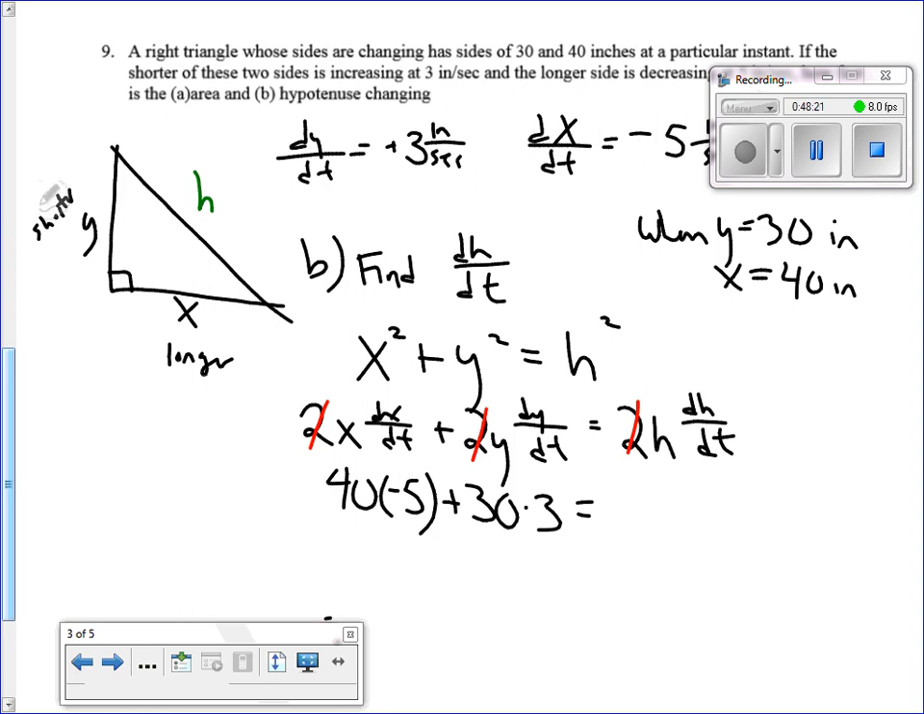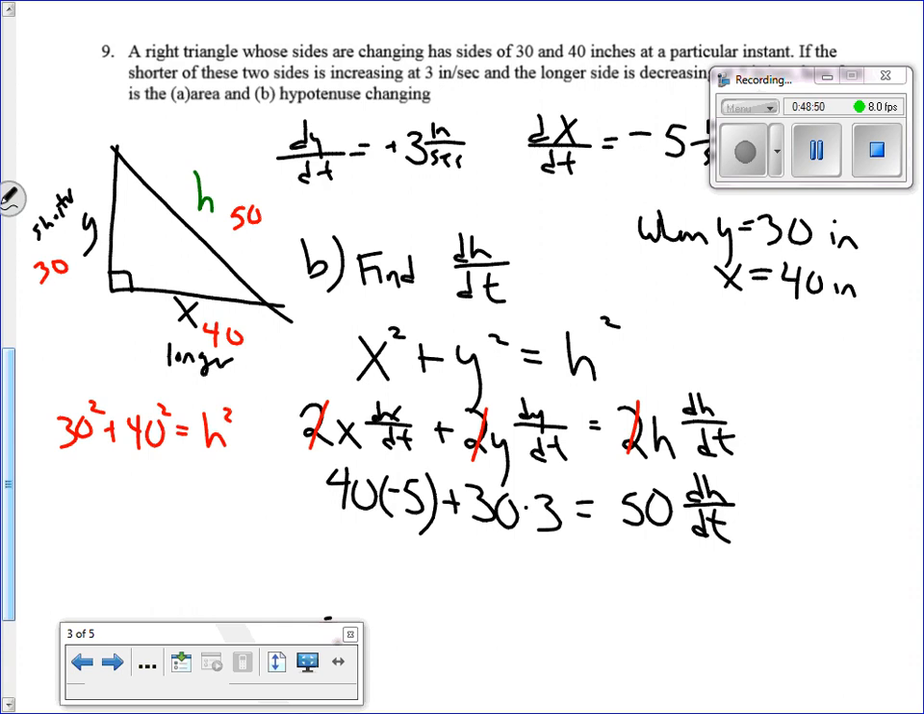But you can figure it out, because when y is 30 and x is 40, you can use Pythagorean theorem. You could write out 30 squared plus 40 squared equals h squared. But you should recognize it's a 3, 4, 5 right triangle multiplied by 10. So at that moment, it'd be 50. But if not, go ahead. All right, so I'm going to put in 50 for h, and then we'll be able to solve for dH/dt.